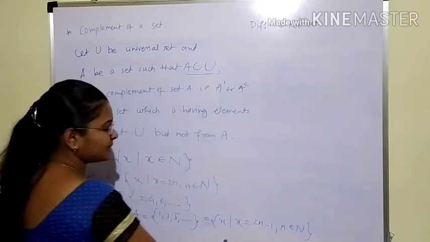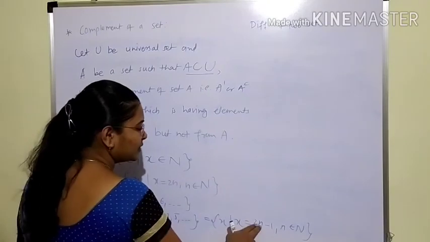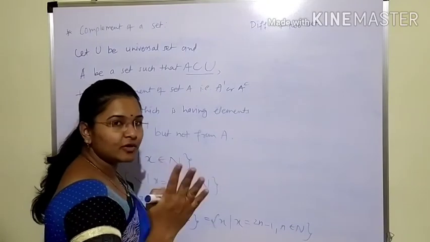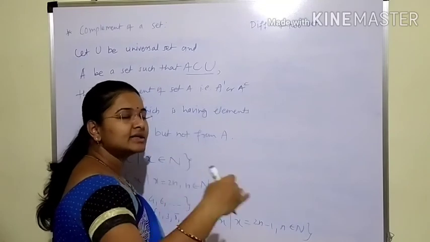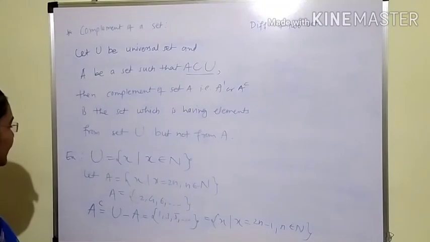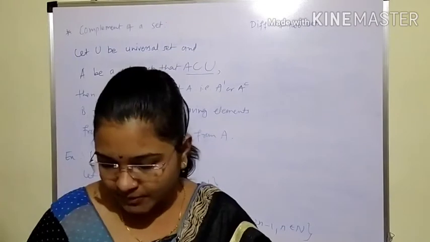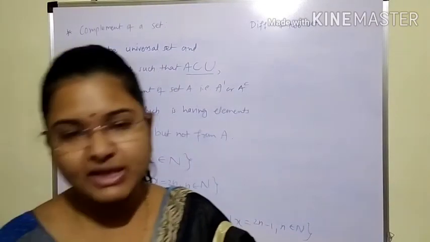2n minus 1 means if we put 1 here, 2 minus 1 will be 1. If we put 2 here, 2 into 2 is 4, and 4 minus 1 is 3. So 1, 3, 5, 7, like this it will take elements. So that is how we get the complement of a set. Understood? Now we'll see some results.